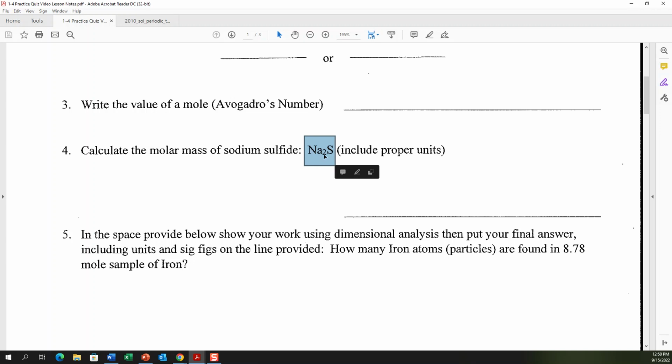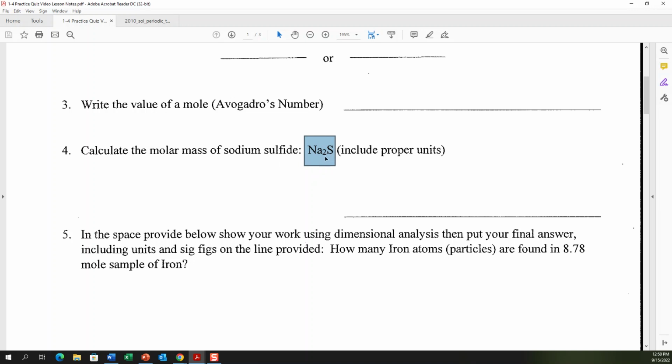At this point in chemistry, you don't know how to get the right formulas for certain things. Hopefully you know water is H2O, and maybe you know carbon dioxide is CO2. But I wouldn't expect you to know the chemical formula for sodium sulfide. But there it is, Na2S. Now, given the formula, you have to be able to calculate this compound's molar mass.